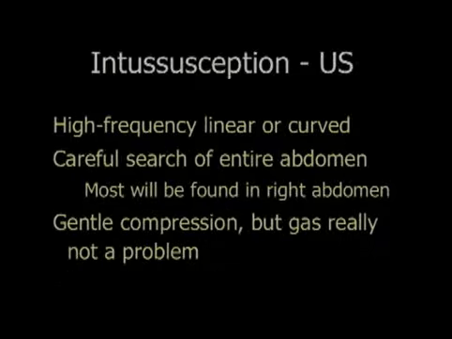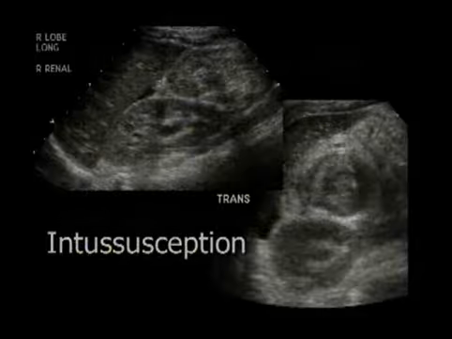We use a high-frequency linear curve probe. You really need to search the entire abdomen. Most will be found on the right side. You can use gentle compression, but again, when people are starting out, they worry that the colon is typically full of gas. How will I see it if it's there? But remember, if you have this big mass which is invaginated into the intestine, it's going to displace all of the gas, and you will see the mass, and it's really not a problem.